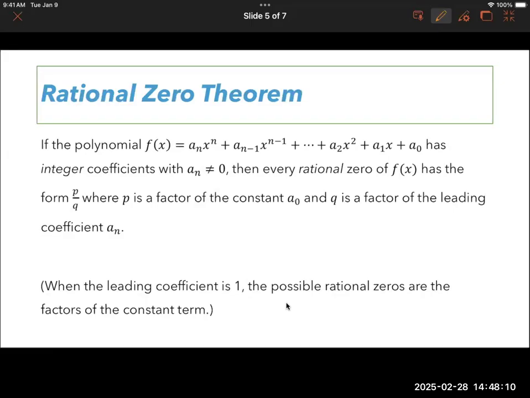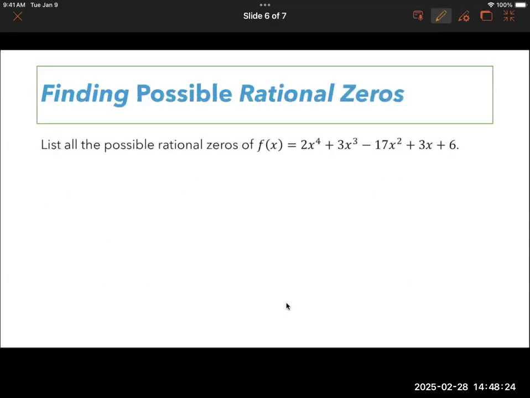And then just as a little side, when the leading coefficient is 1, the possible rational zeros are really just the factors of the constant term. Now, this theorem is a mouthful and it looks a bit complicated, but it's really not. Let's go through an example and see how this works.